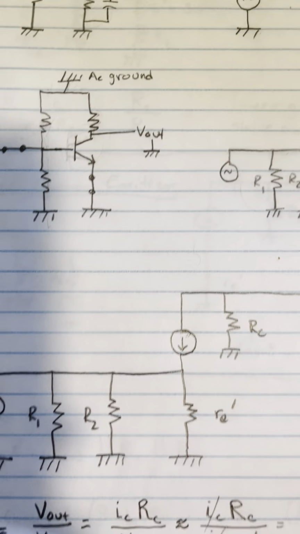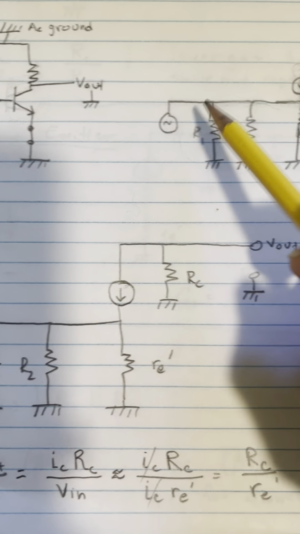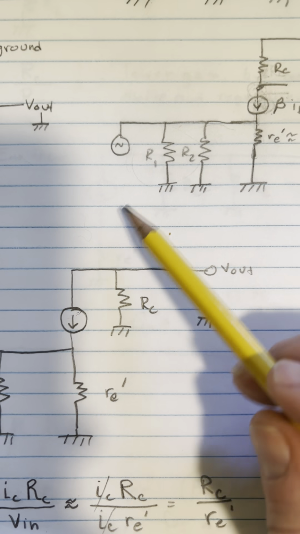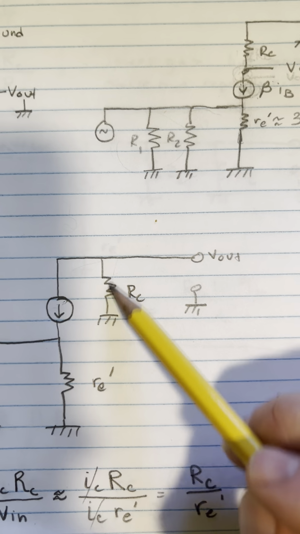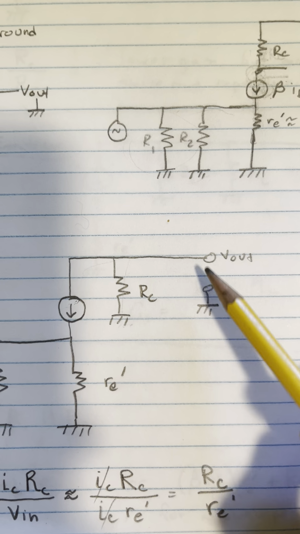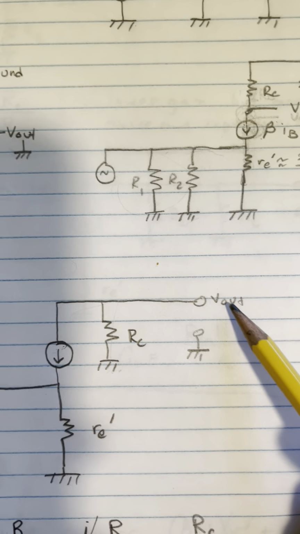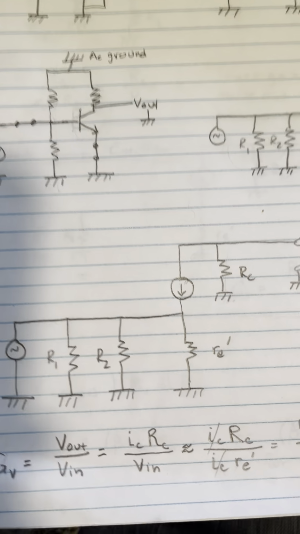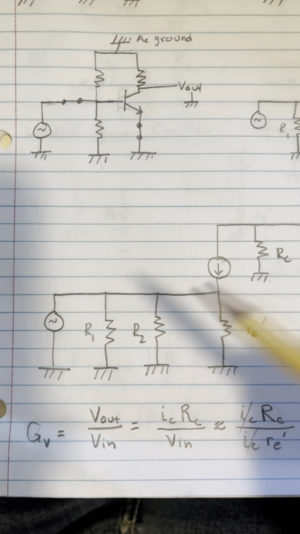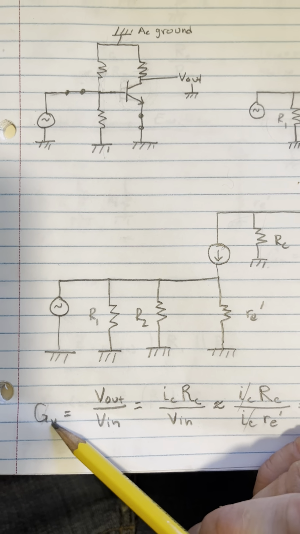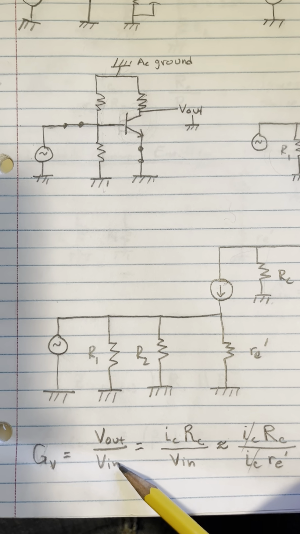Now, the last thing we can do when we're simplifying this is we can just draw the current source and then bend this wire and draw RC relative to ground and V out across this, okay? So now, if we want to understand what the voltage gain is, well, let's take a look. So what is the definition of voltage gain? Voltage gain is V out over V in.